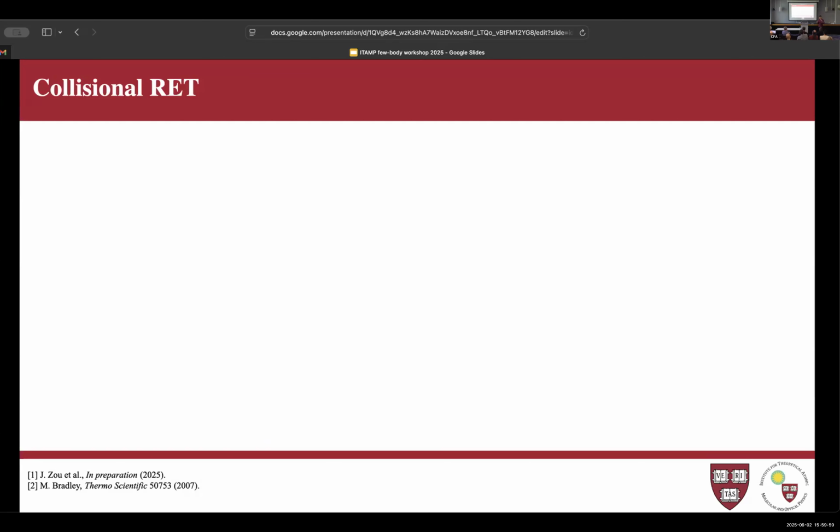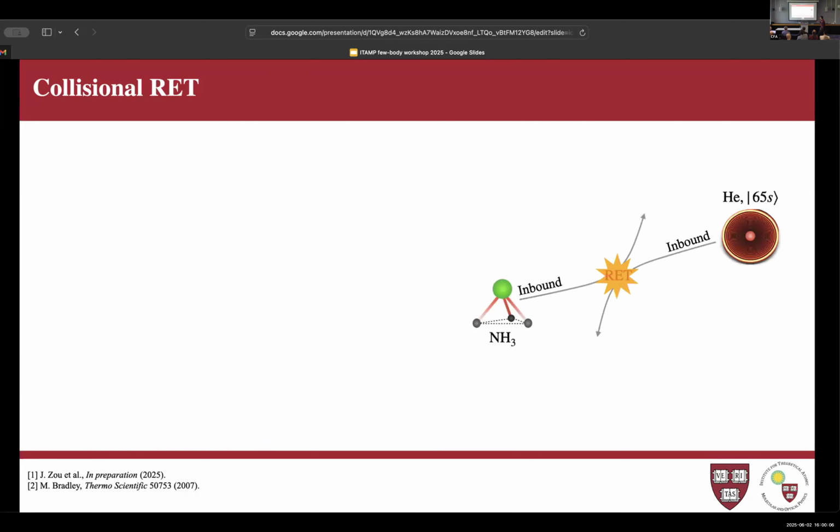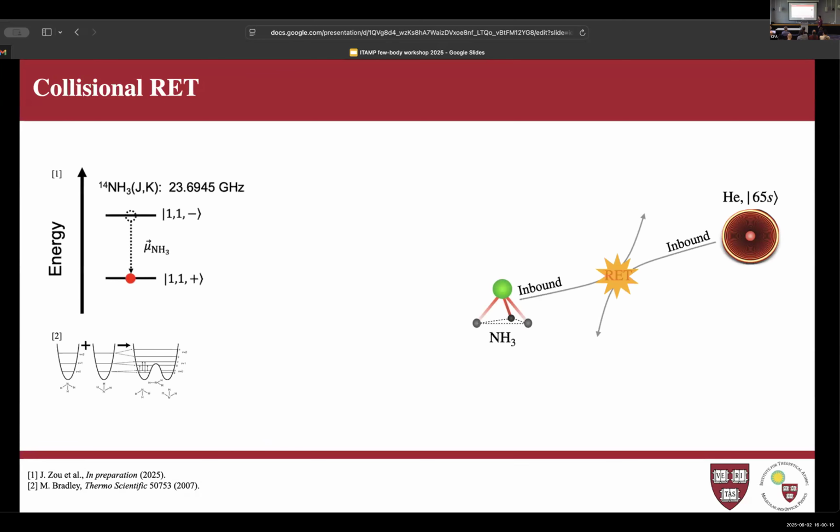So the process we have in mind that explains this observation is a collisional resonant energy transfer. These are things where the ammonia molecule collides with the helium atom and causes this transition in the Rydberg atom to occur. As I mentioned earlier, the ammonia molecules are in a specific rovibrational state: the 1-1 rotational state, and in the vibrational ground state.